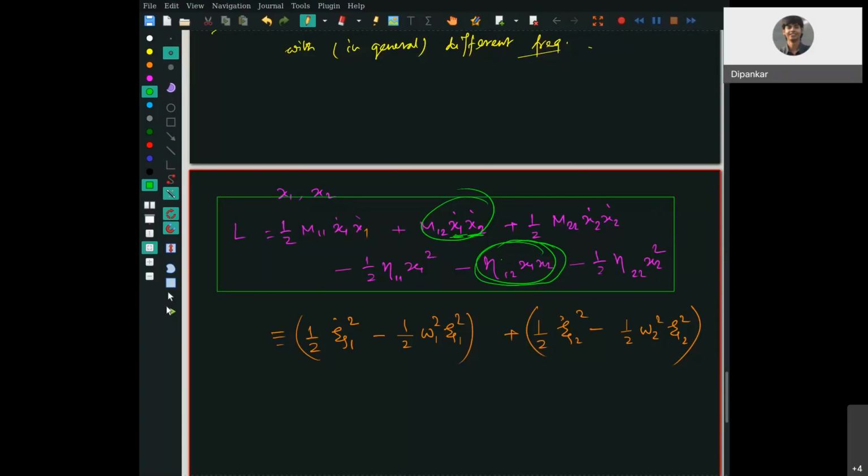Yes, sir. I didn't understand: we are finding this using the Lagrangian, but we can easily do it using Newtonian mechanics. Then which one would you prefer, sir, the Lagrangian process or the Newtonian process?